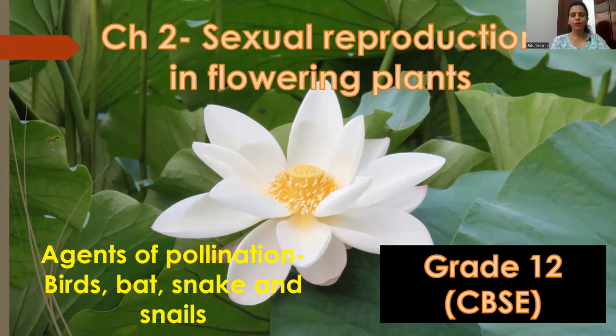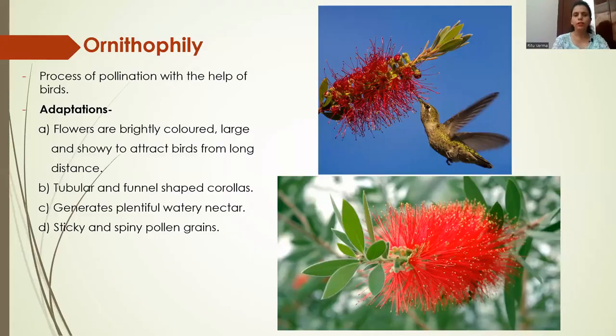Everyone, in this video we're going to discuss other modes of pollination in flowering plants. Other modes of pollination means when the process of pollination is performed by other agents like birds, bats, snails, etc. So the first one is ornithophily. Ornithophily is a process of pollination when the pollinating agents are birds.